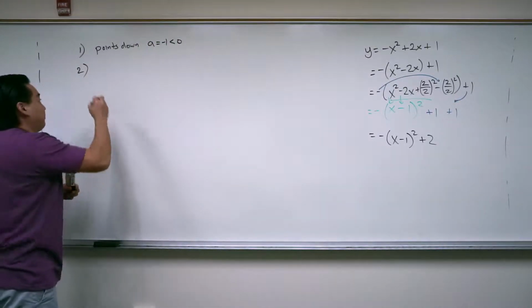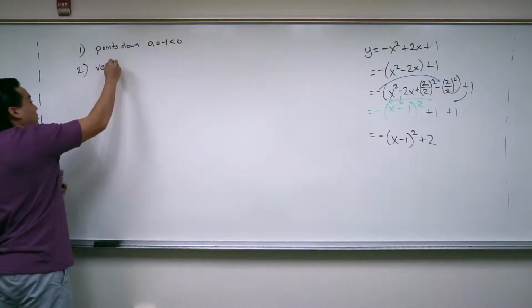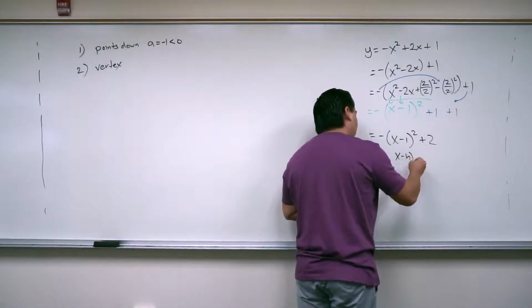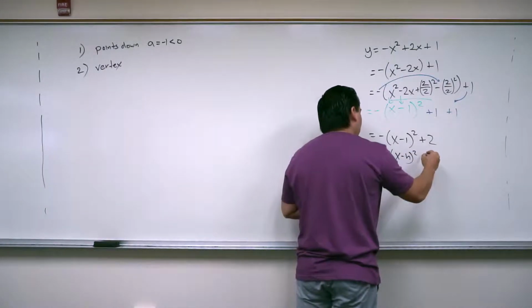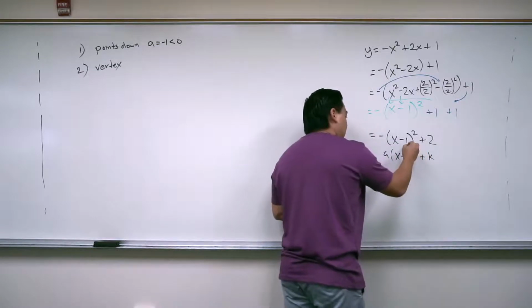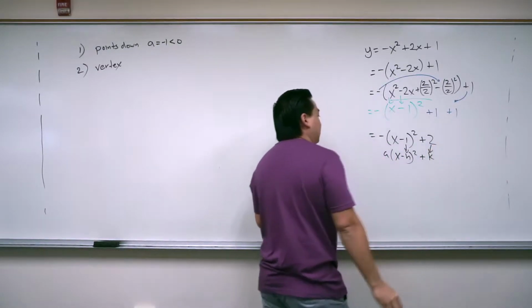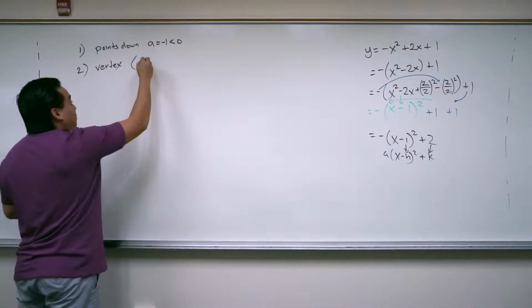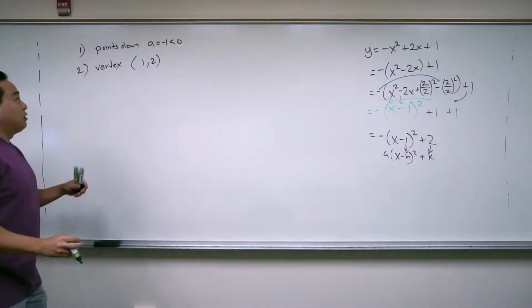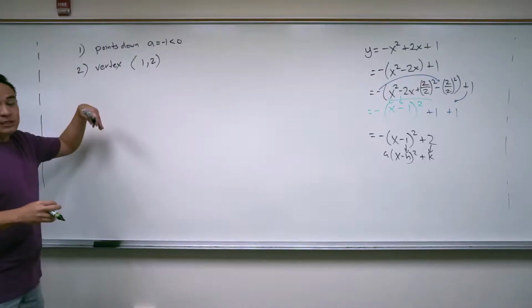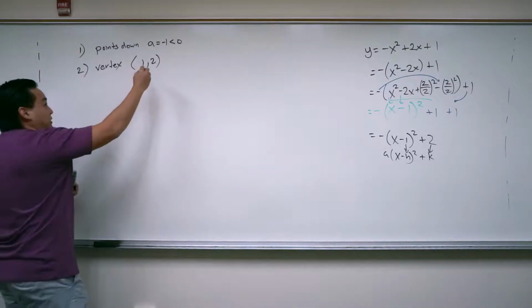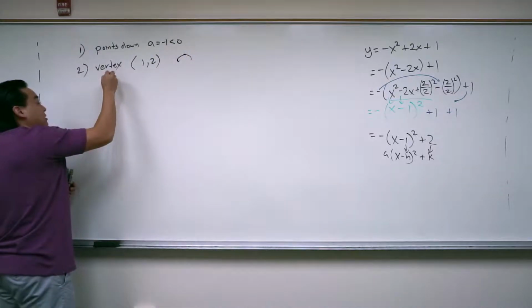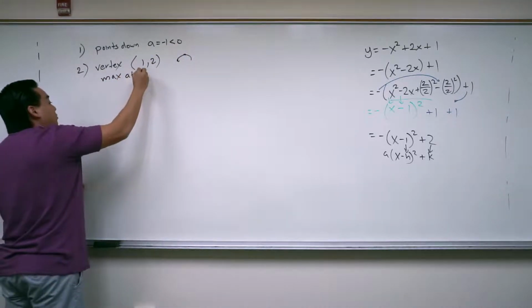Second, what is the vertex? The vertex is at (h, k), so I'll write it underneath here again. This is h, that's k. So our vertex is at the point (1, 2). Now, if it points down, is the vertex a max or a min? It points down like this, the vertex is there, so this is a max at (1, 2).